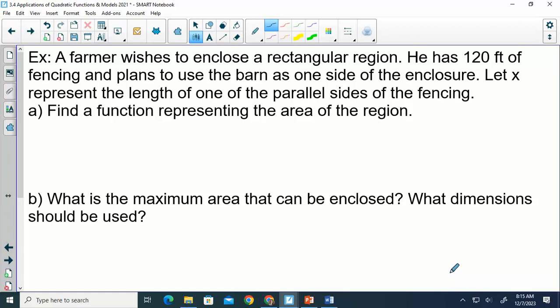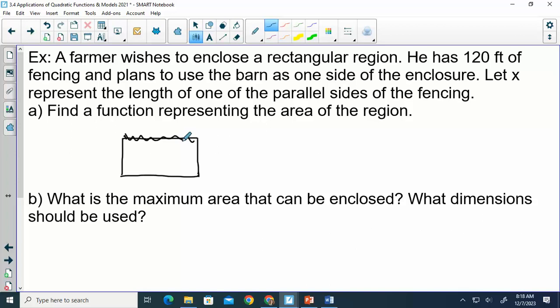Let's go ahead and take a second, read this, see if you can set up a picture. So a farmer wishes to enclose a rectangular region. So everybody drew a rectangle. He has 120 feet of fencing and plans to use the barn as one side of the enclosure. So that means we're not actually putting fence over here. That's where the barn is. Okay, so I'm only actually building a fence around 3 sides.